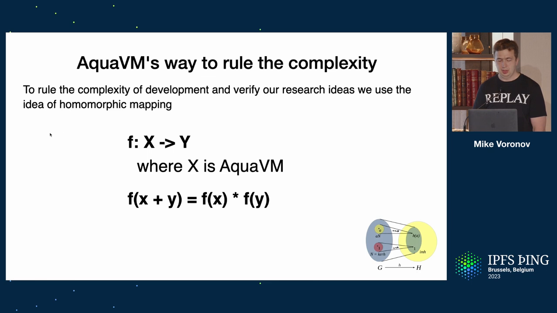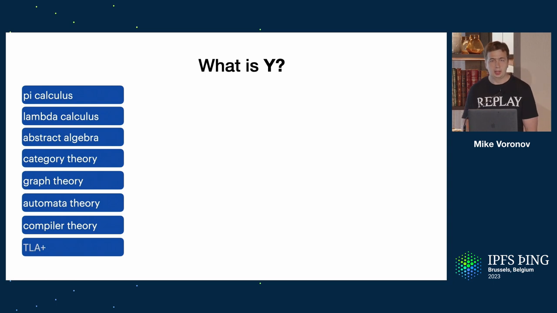But first of all, let's talk a bit about how we think about these problems, how we think about our research ideas and how we approach complexity of development. For that, we use the idea of similarity. In math terms, it's a homomorphic mapping. Let's say that we have this mapping where domain X is our AquaVM or our approach, and codomain is Y, and Y is some different topics. The homomorphic mapping idea is the idea of this equation. It's a really simple one. In common words, it's just the idea of similarity between different areas. And what about Y? Our approach is based on different calculi, namely pi calculus, lambda calculus, and a bunch of other theories, as well as, for example, compiler theory.